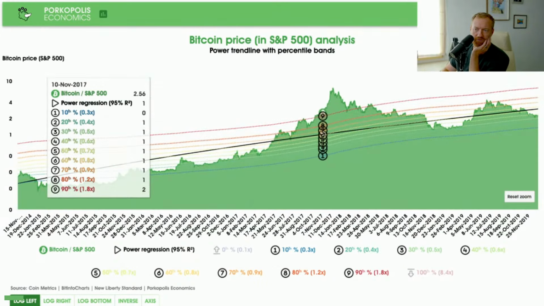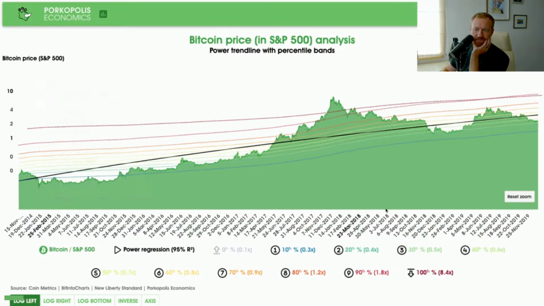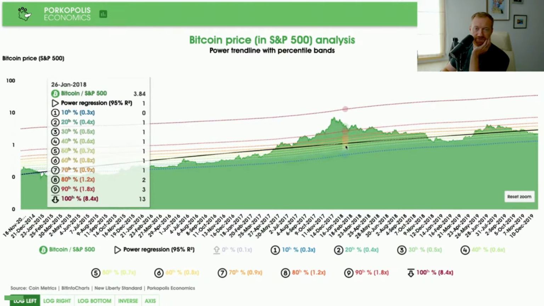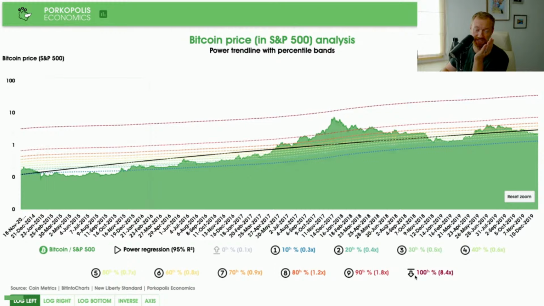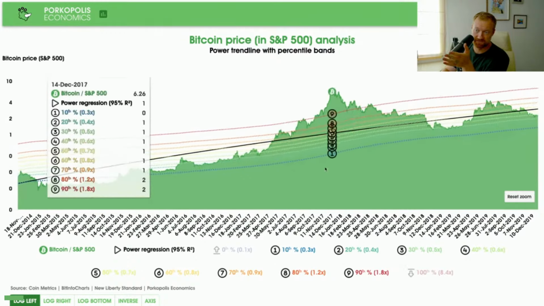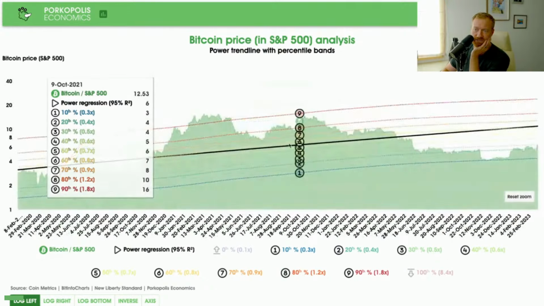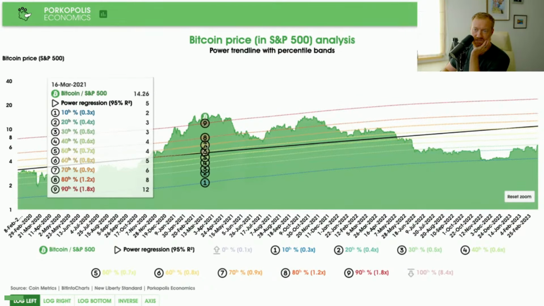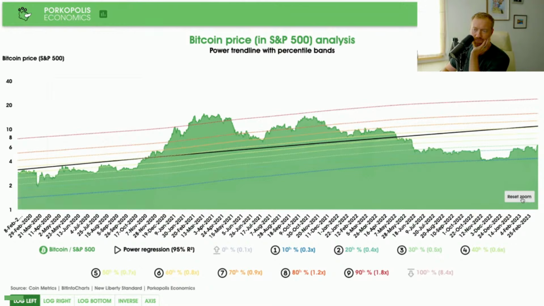You know, the blow off tops were huge here. Okay, still not the 100th percentile, which shows you how far away the 100th percentile is. You need to start looking at the 90th to the 100th when we get to blow off top territory. That's not this chart, but we hit it in 2017 and we just hit it in 2021, first top.